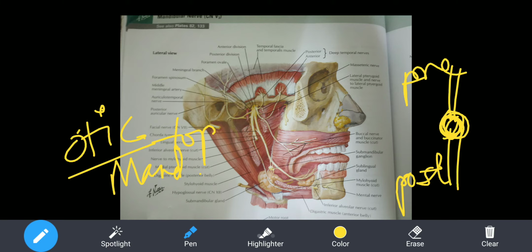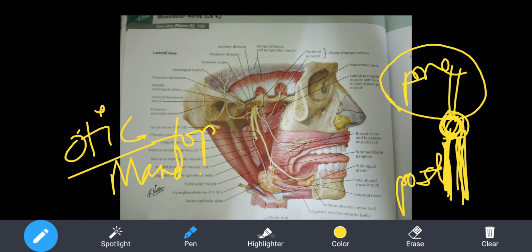So it means that postganglionic fibers are formed by the mandibular nerve. So the functional nerve, which forms the preganglionic fibers, is of which nerve? The glossopharyngeal nerve, which we already discussed two lectures back when we discussed the glossopharyngeal nerve. Understood? So the functional nerve, it goes and supplies what?